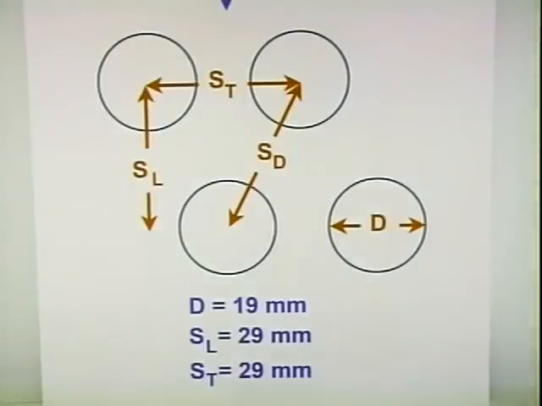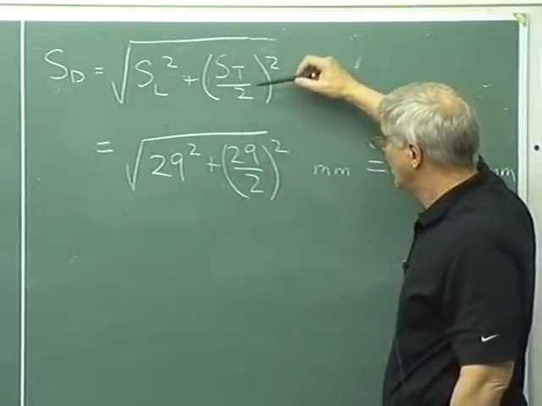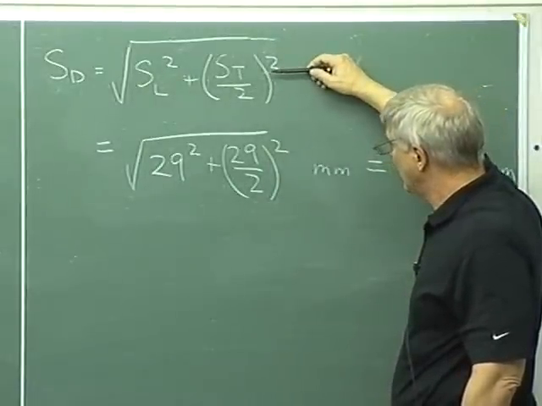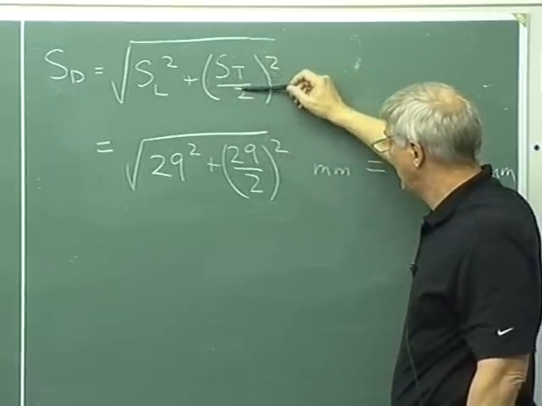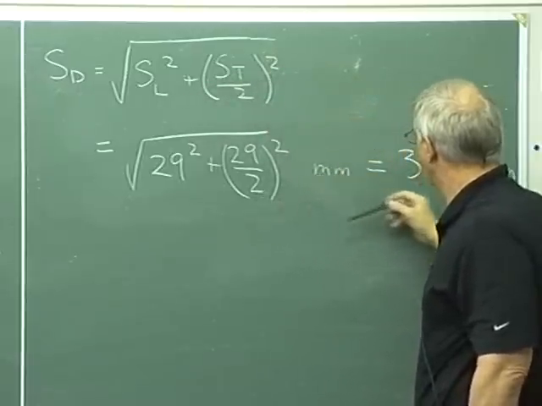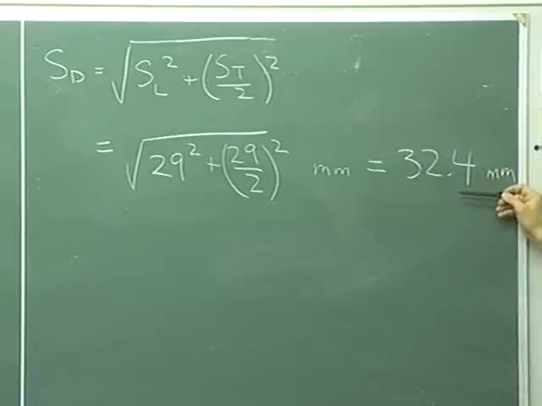Okay, so having done that, from those dimensions we can also calculate the diagonal pitch, and so we just use the Pythagorean theorem, and we get SD is the square root of SL squared plus ST over 2 squared, and plug in the numbers, and we get SD, or the diagonal pitch, is 32.4 millimeters.